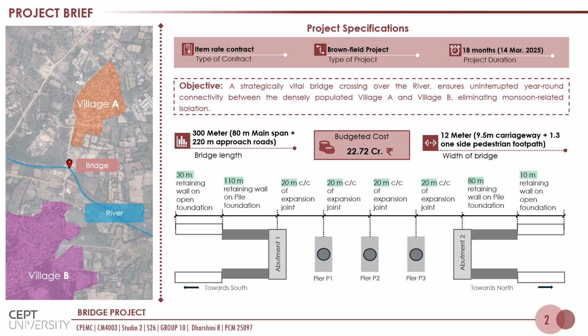One of the major objectives of the bridge is to ensure uninterrupted connectivity between the two villages throughout the year, especially during monsoon conditions when the river overflow causes isolation. The bridge includes retaining walls, pile foundations, open foundations, piers, and expansion joints at regular intervals. The total project duration considered for execution was 18 months.